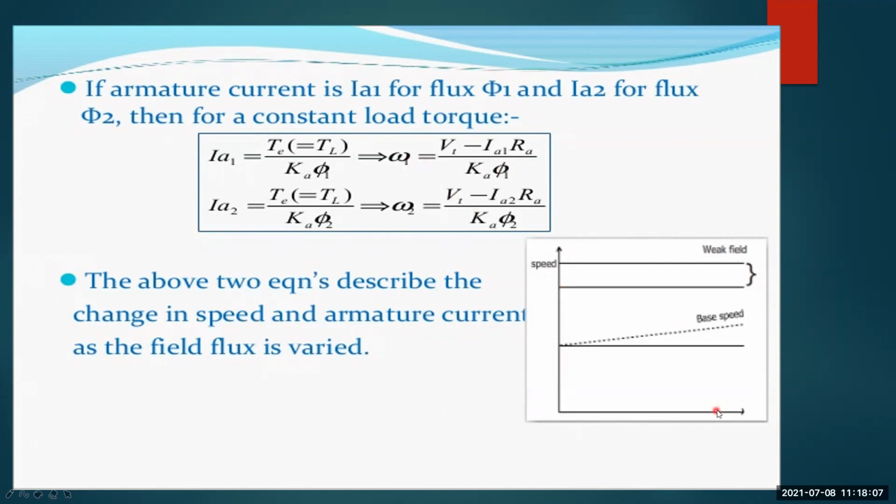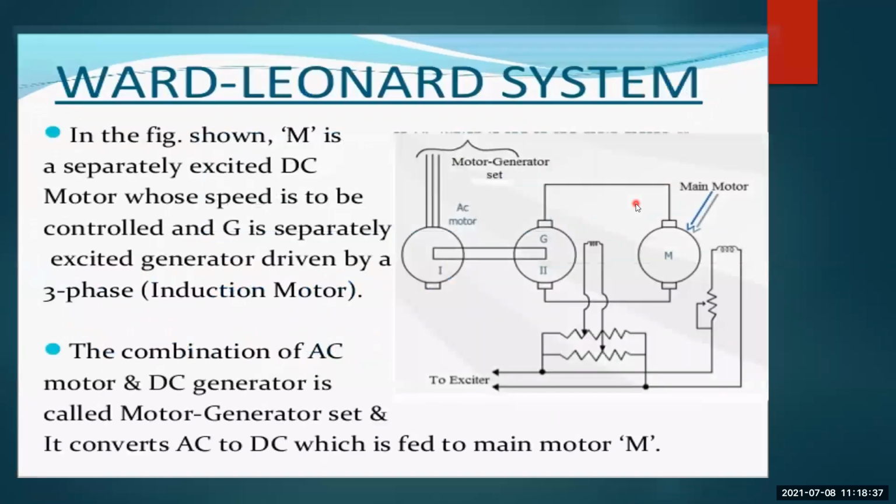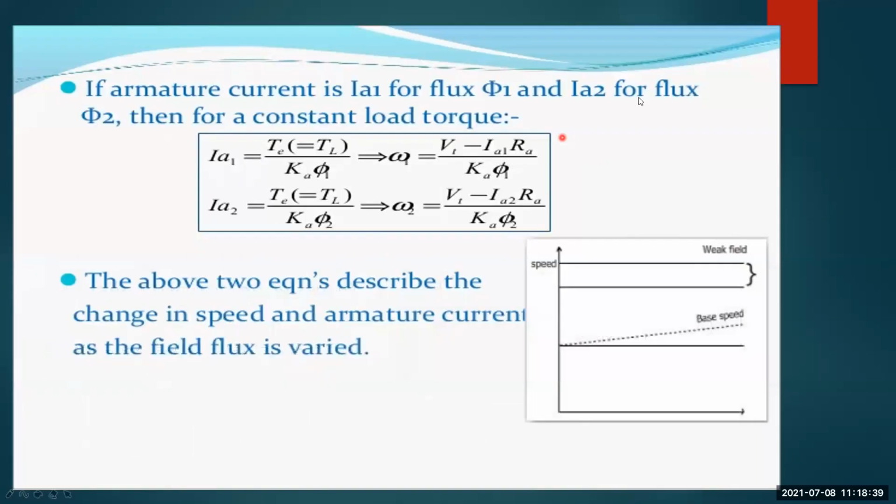Okay, so this is about the flux control method. The speed versus torque curves are like this. A weak field means the flux is very less. Speed is inversely proportional to flux, so under weak field conditions the flux is very less and the speed is very high. This is the base speed. If we decrease the field flux, then the speed increases in this manner. Okay, this is about the field flux controlling method. Understood?